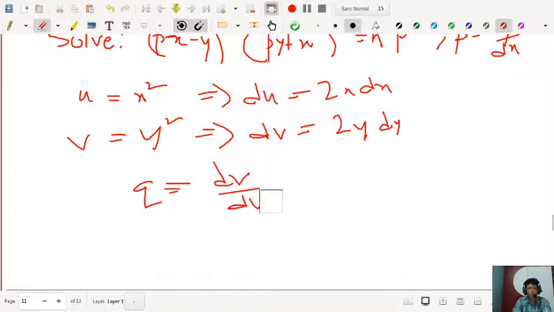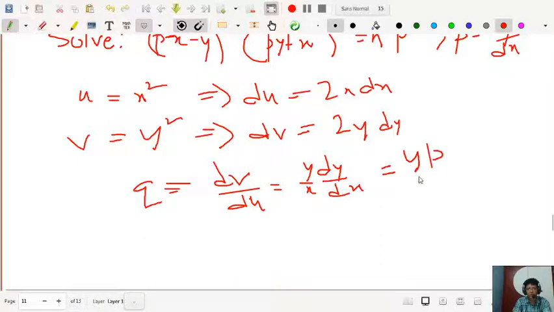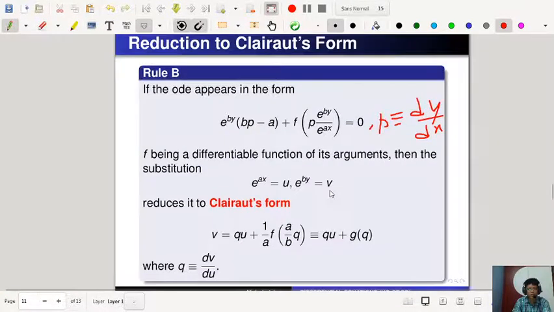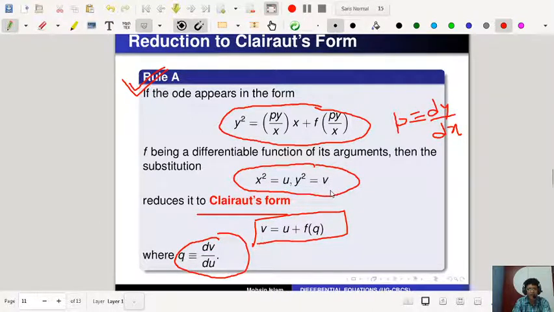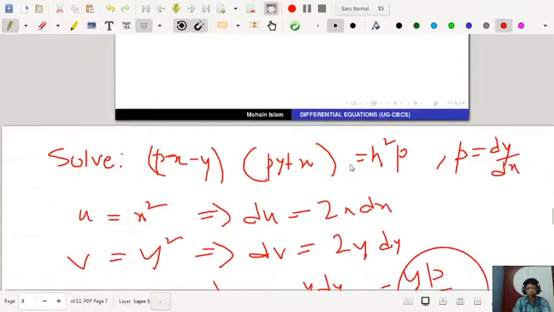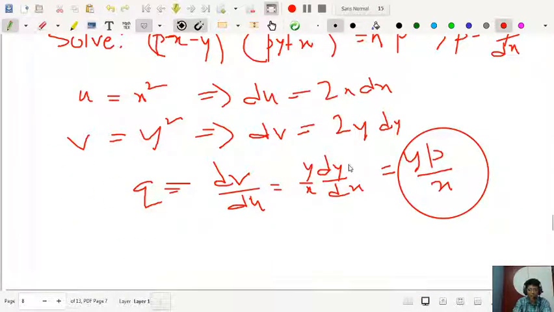This is dv du, and that will be given by, if you write dv equal to 2y dy and du equal to 2x dx, so y by x, y by x dy dx, right? And this is your yp by x. Look at that, you have a form of yp by x. So this equation can be transformed into this Clairaut's one. Look at that, it belongs to rule A. Look at that, yp by x is the function here, it is used as a function here. So you have yp by x, right?